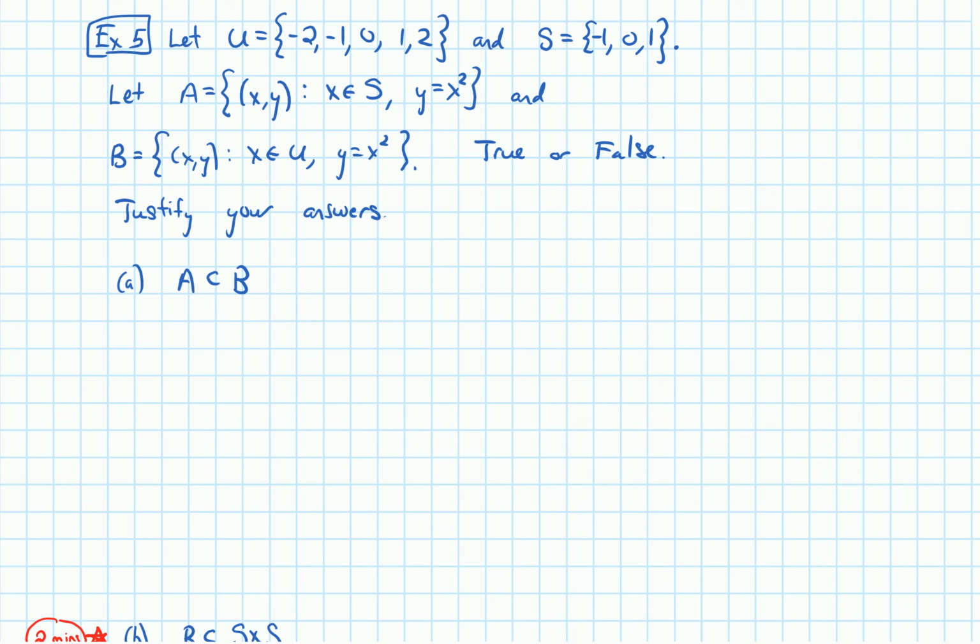So let's end this video by looking at one other example. So in this example, I'm going to let U be the set that has -2, -1, 0, 1, and 2, and S be the set that consists of the elements -1, 0, and 1. Let A be the set of ordered pairs x comma y, colon means such that x is in the set S, and y is equal to x squared. Okay, and B is the set of ordered pairs x comma y, such that x is in U, and y is equal to x squared.